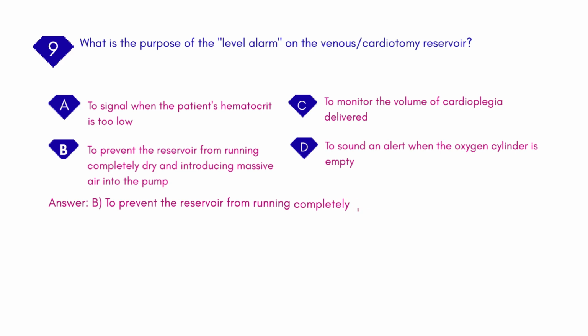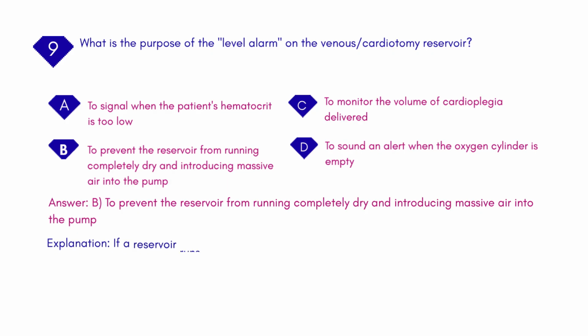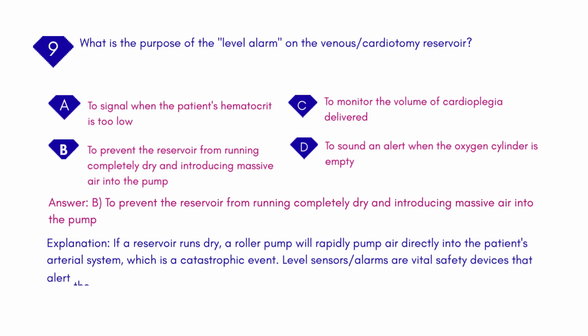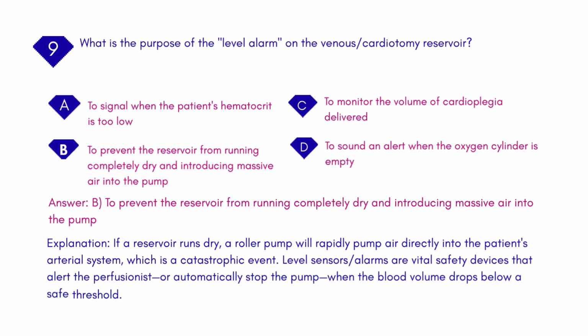Answer: B. To prevent the reservoir from running completely dry and introducing massive air into the pump. Explanation: if a reservoir runs dry, a roller pump will rapidly pump air directly into the patient's arterial system, which is a catastrophic event. Level sensors/alarms are vital safety devices that alert the perfusionist, or automatically stop the pump, when the blood volume drops below a safe threshold.